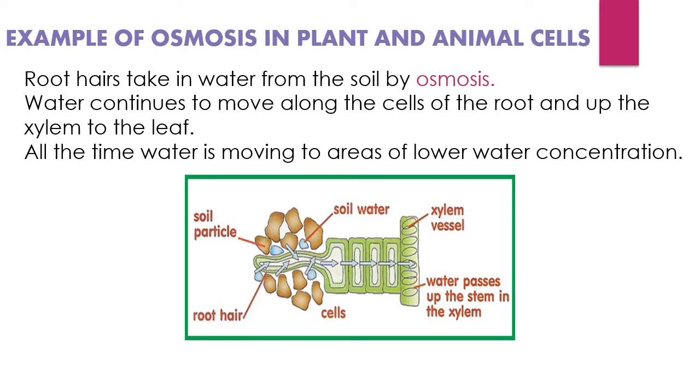Example of osmosis in plant and animal cells. Root hairs take in water from the soil by osmosis. Water continues to move along the cells of the root and up to the xylem, then to the leaf. All the time, water is moving to areas of lower water concentration. So the water is moving from the soil into the roots by an osmosis process, towards all other plant parts by the same process.